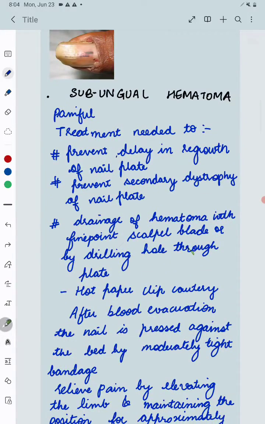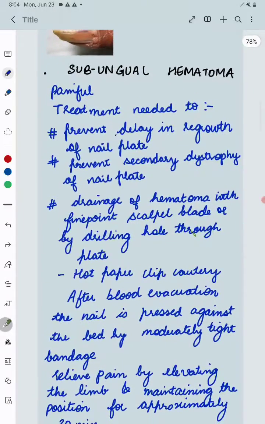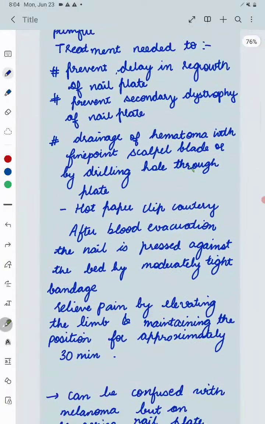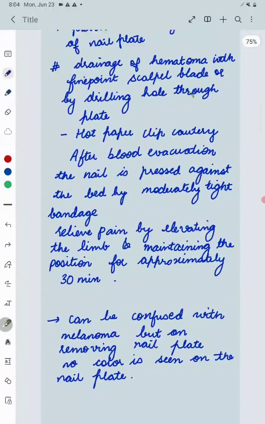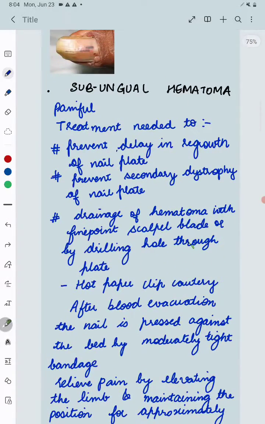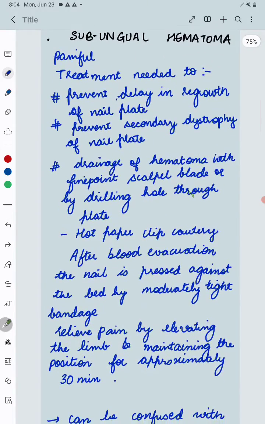Then subungual hematoma is when there is bleeding below the nail. This is a nail emergency when it involves more than a certain fraction of the nail, I think more than 50%. Subungual hematoma is a medical emergency, because it can cause distal onycholysis by decreasing the blood flow in the distal nail. Subungual hematoma is painful, treatment is needed.